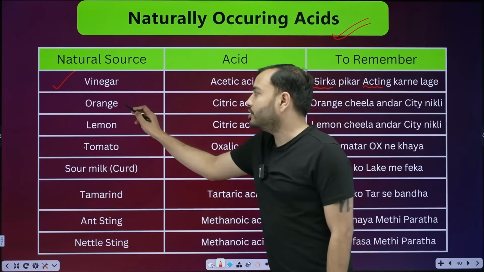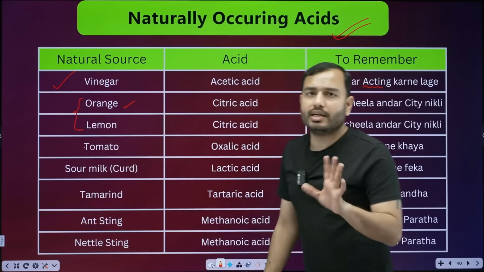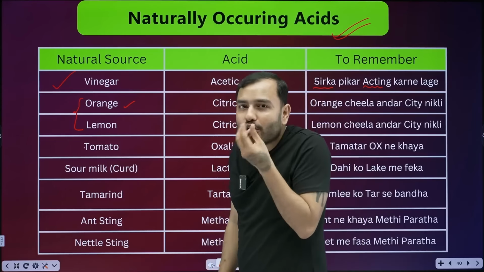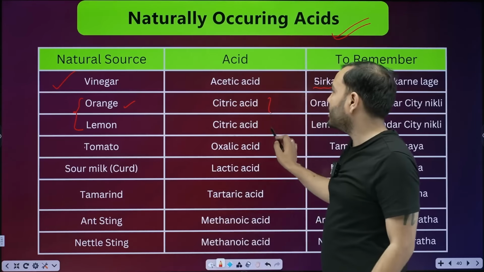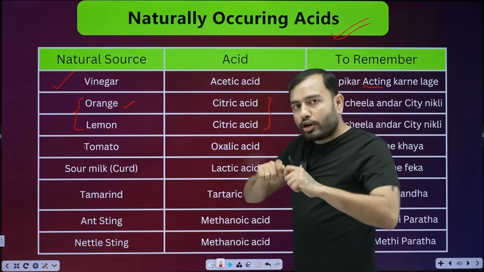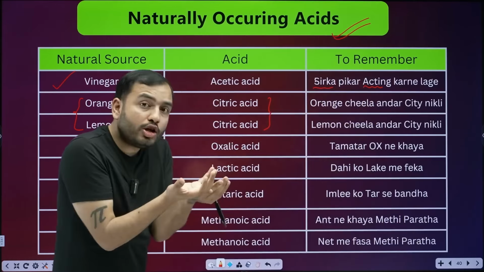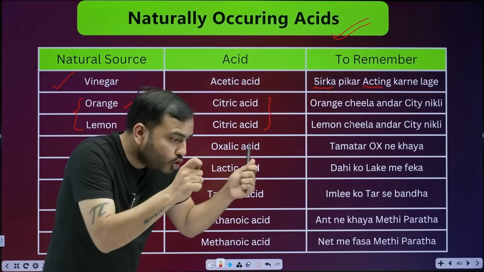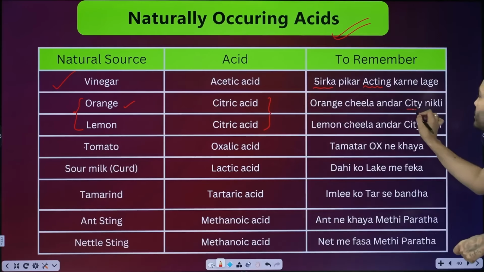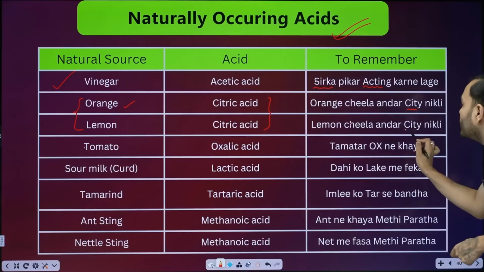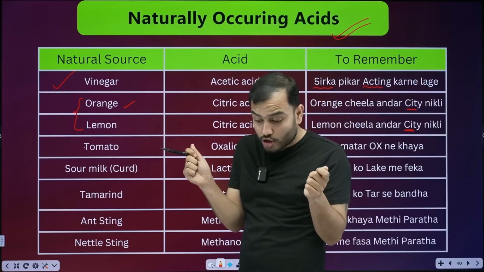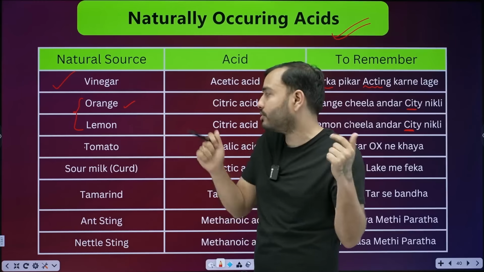Okay. Next, see orange. Now orange and lemon have the same acid. How do you remember? Both of them are sour. What is orange like? Sour. What is lemon like? Sour. Sour means citric acid. Both are round. How do you memorize it? You peel an orange, you peel a lemon, then you can see a city inside. Orange chila, andar city nikli. City means citric acid. Lemon chila, andar city nikli. City means citric acid. In both of them, citric acid.